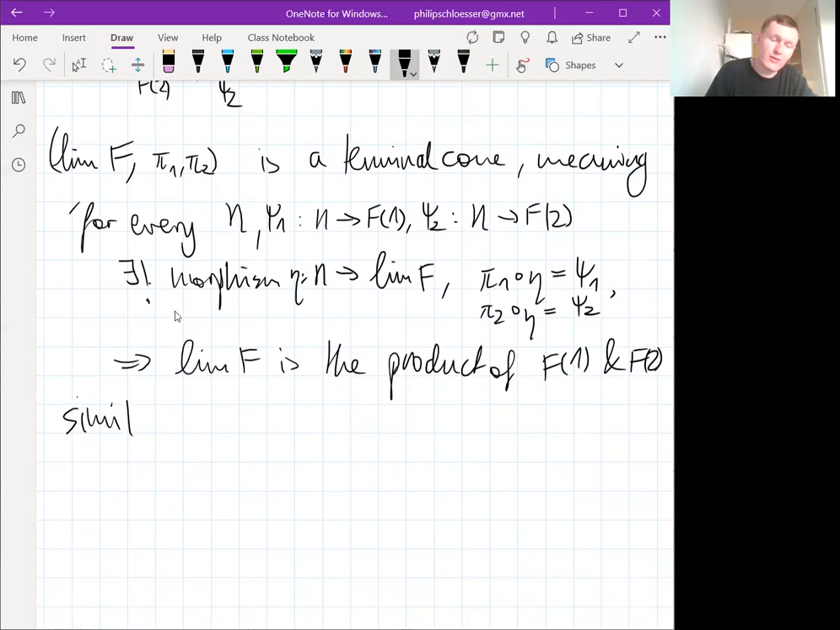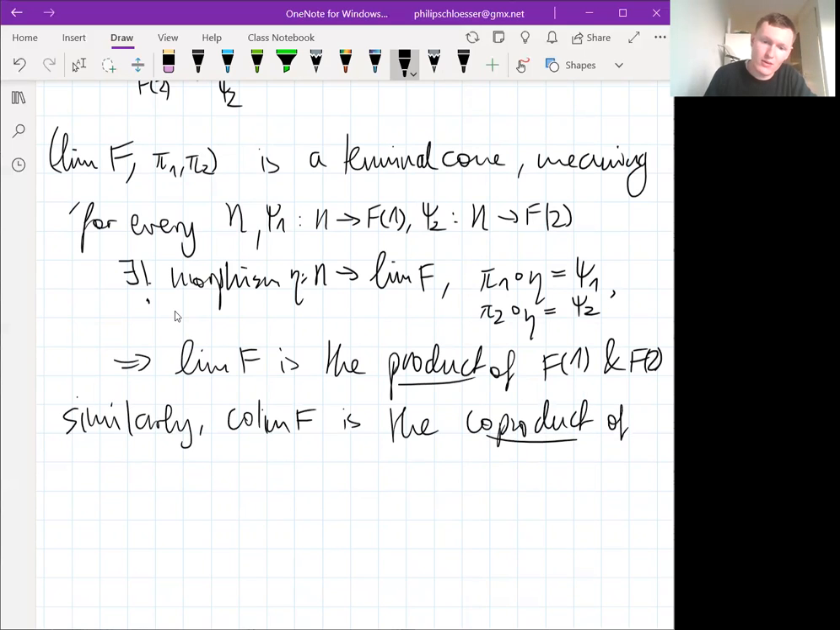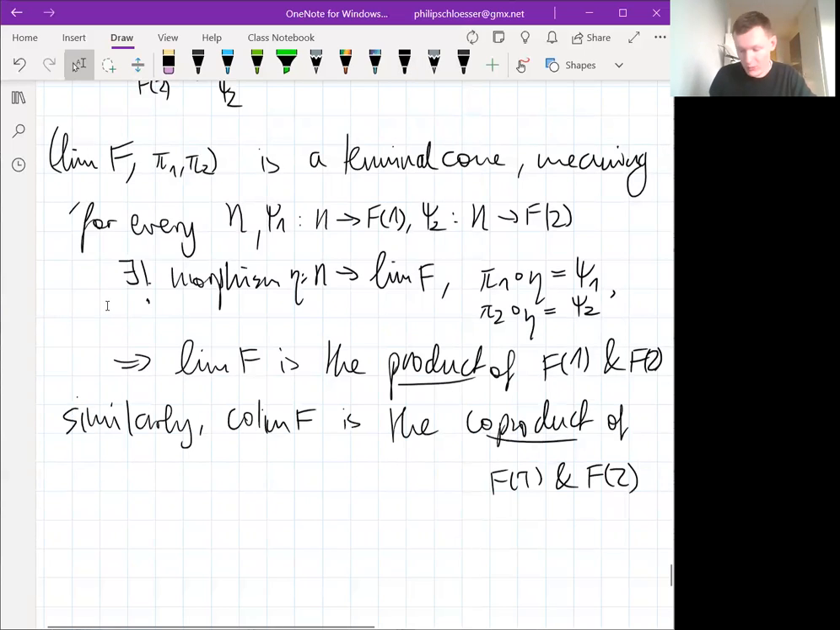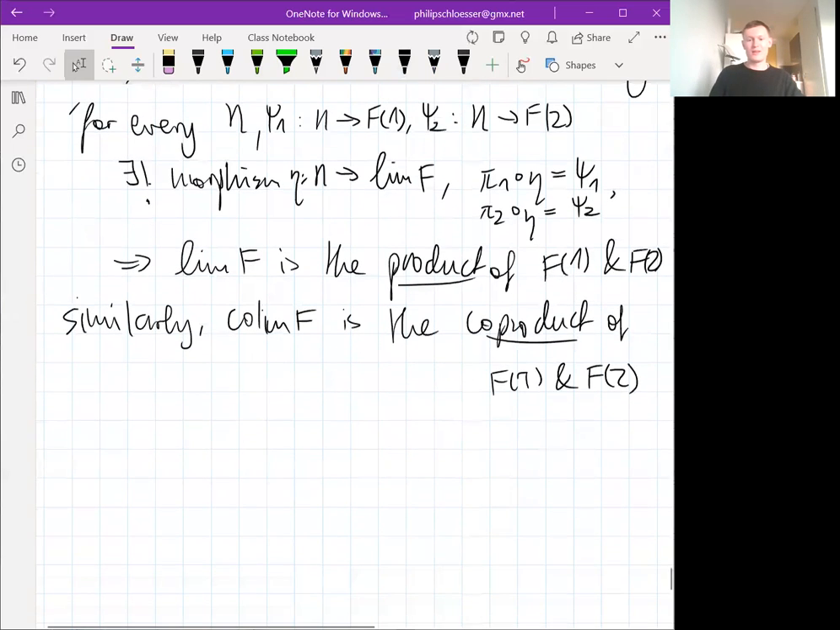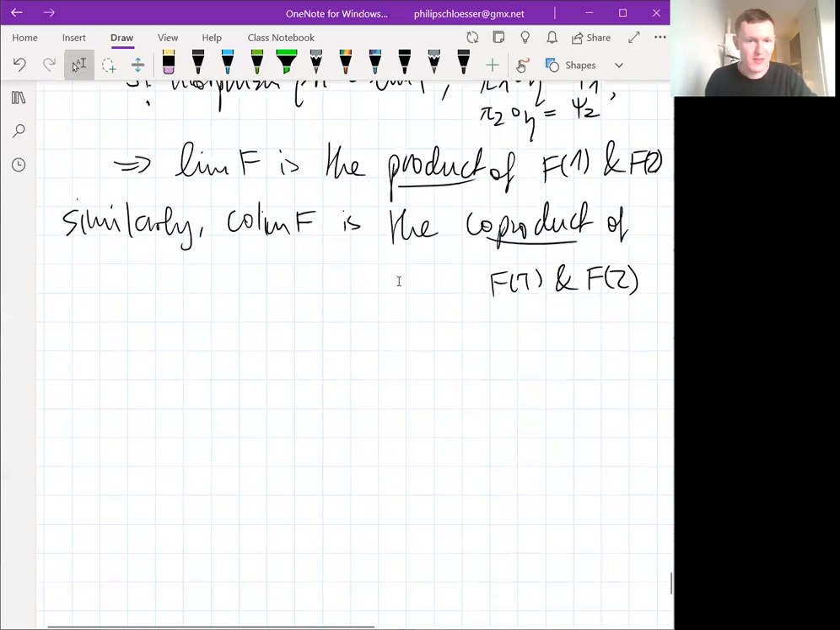And the dual construction to this, the colimit of f, is the coproduct of f1 and f2. Or I should really say a coproduct and a product, but they are unique up to unique isomorphism, so usually they're just considered to be the same.